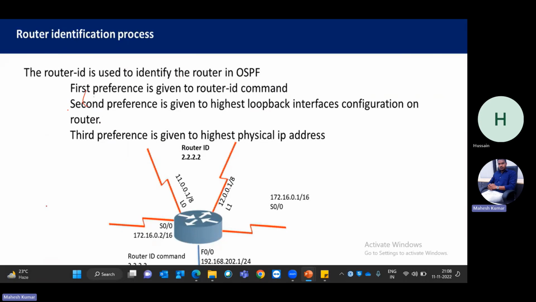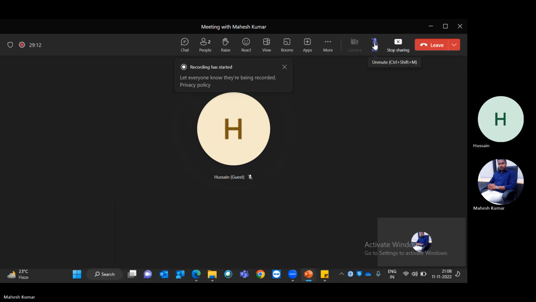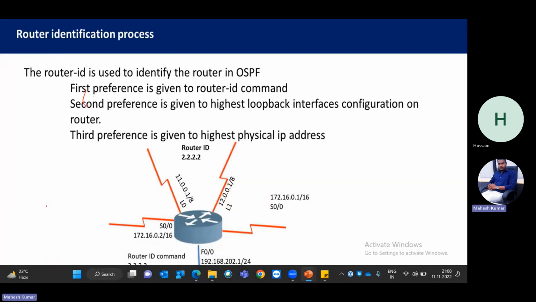Router identification process, as I informed you, be online. Huh? Yes, sir. Hello. Yes, sir.